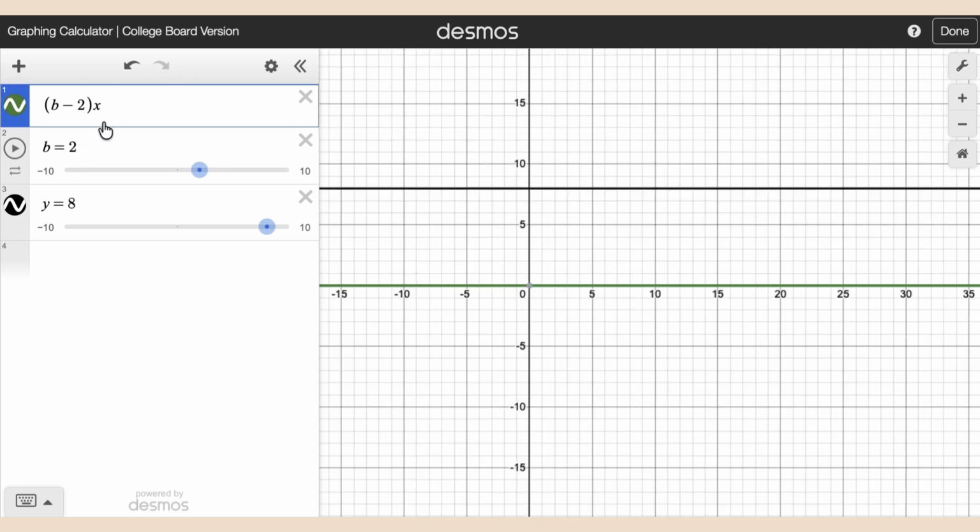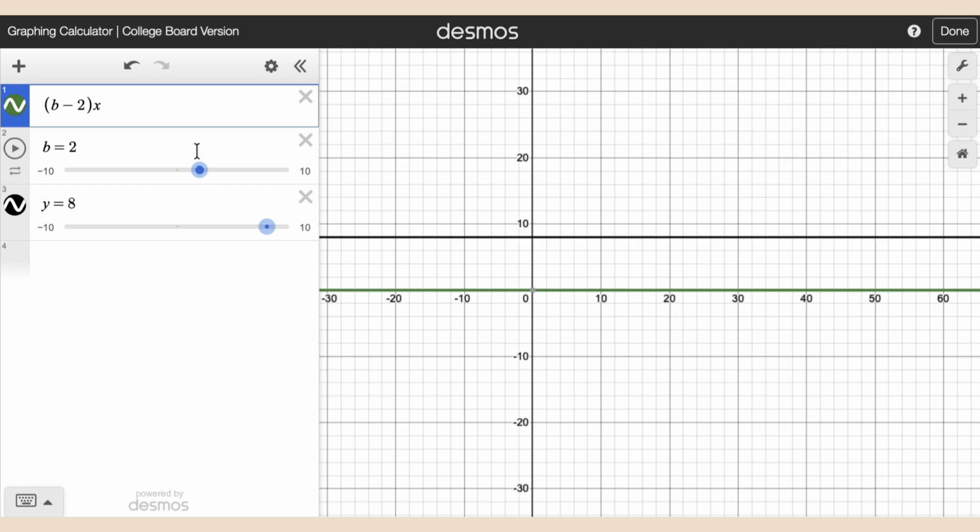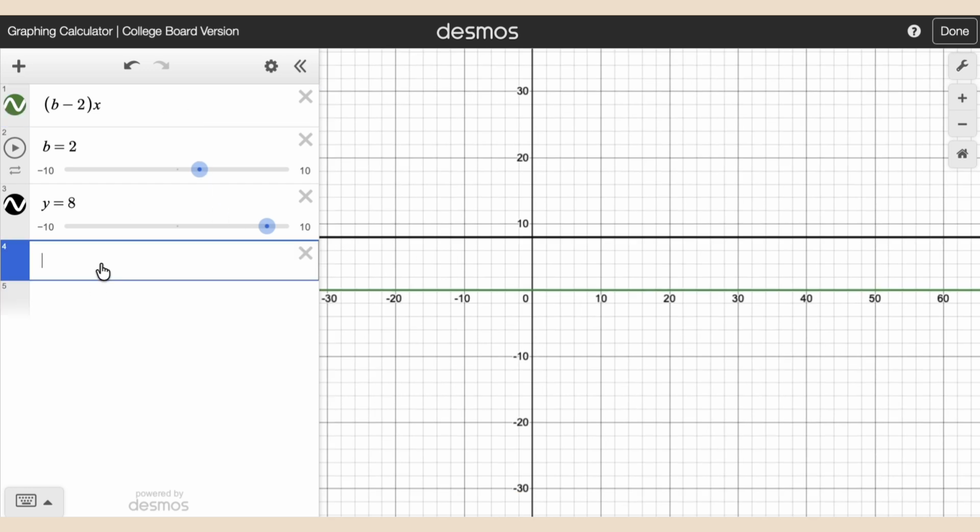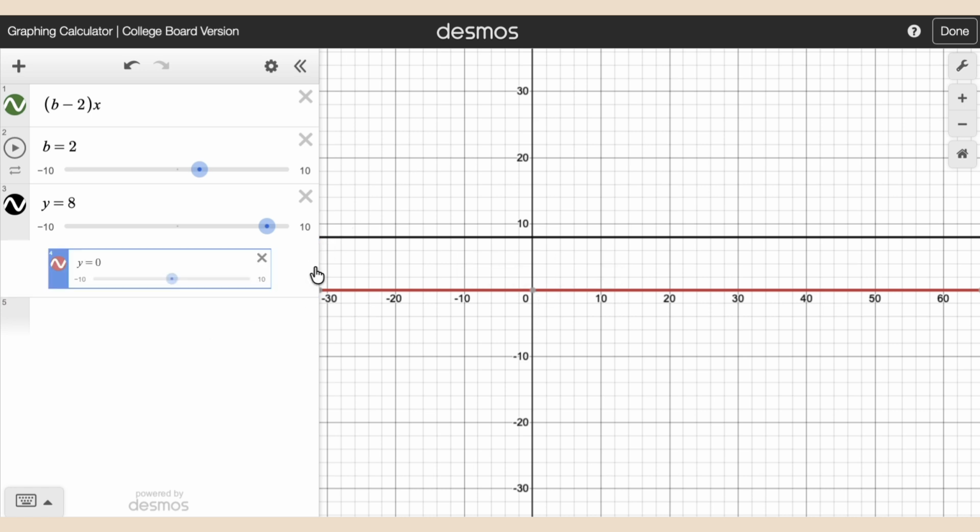So b will be equal to 2, and 2 minus 2 is 0. 0 times x would be, of course, 0. So this is going to result in y equals 0. As you can see, that is our answer.